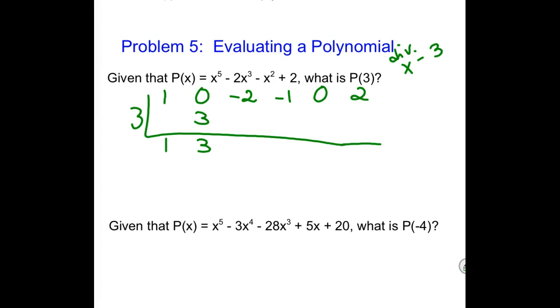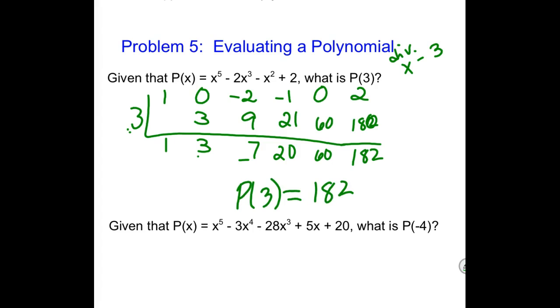We have a positive 3. Then we do what? Okay, multiply 3 times 3, we get 9. Adding, we get 7. Multiplying 3 times 7, 21. Adding, we get a 20. Multiplying 3 times 20 is 60. Adding it to 0, still 60. 3 times 60 is 180. Adding, we get 182. Okay, what's my answer? 182. P of 3 is simply the remainder, which in this case is 182.